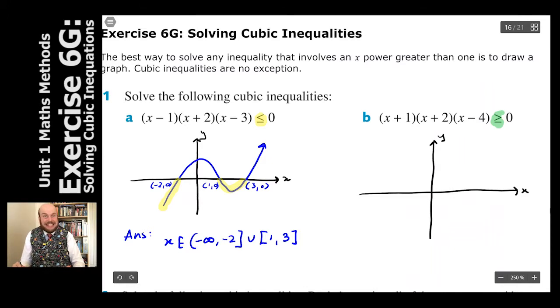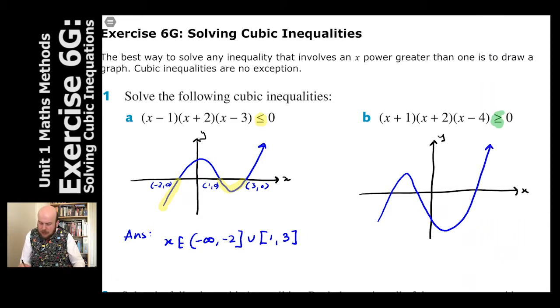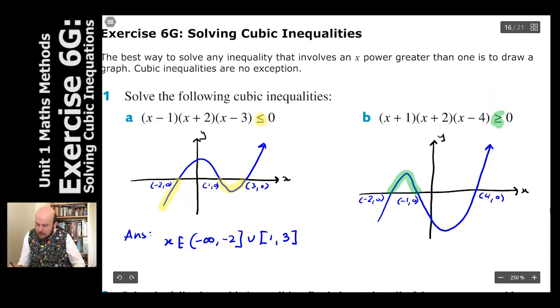So we've got an x-intercept at -2, at -1, and +4. So it's going to look something like this. It's not the greatest graph, I will admit. I'm sorry. Please don't send me to the graph committee. We want it greater than 0. So the parts that are greater than or equal to 0 are going to be this bit and this bit here.